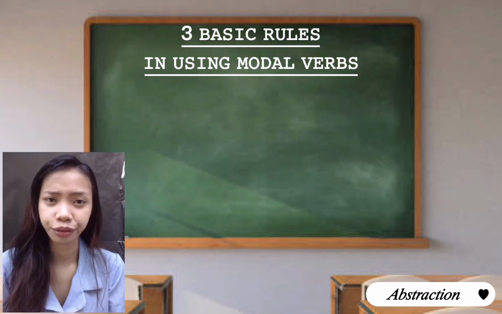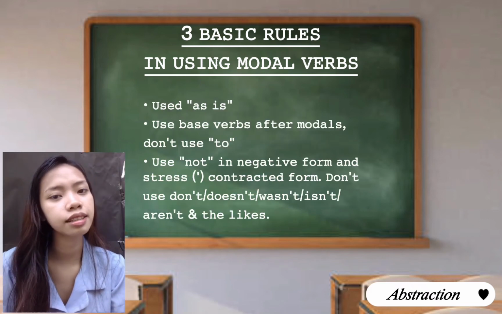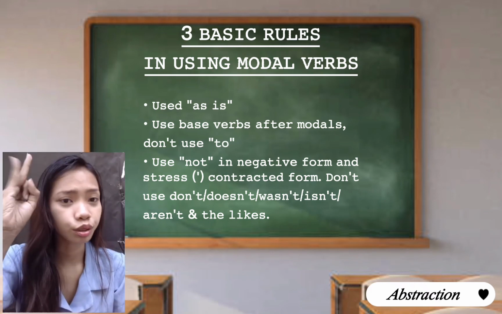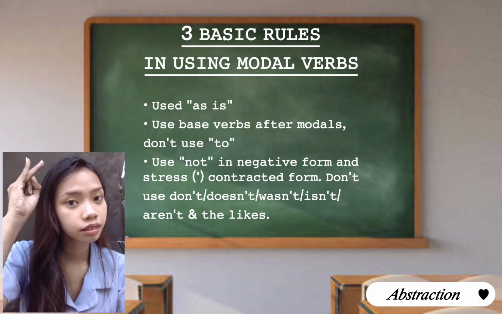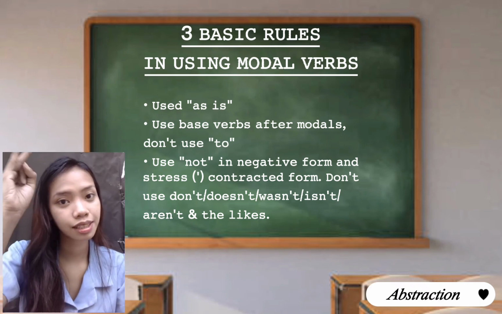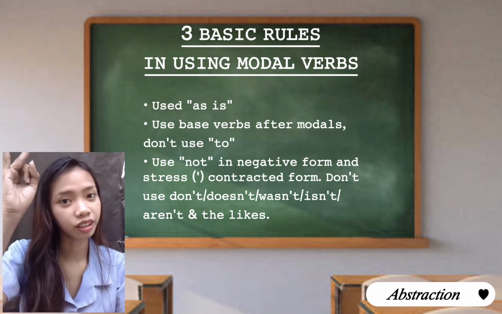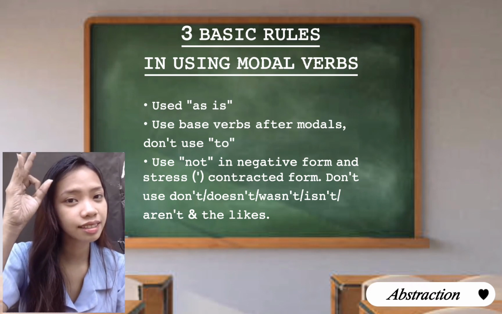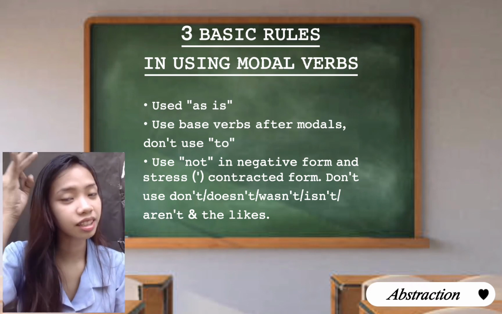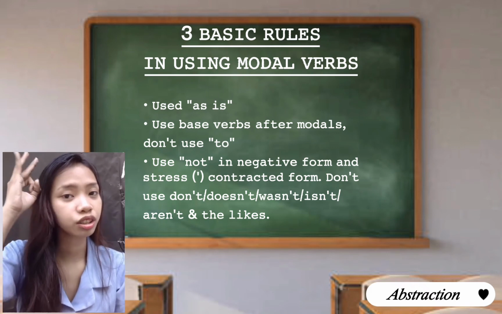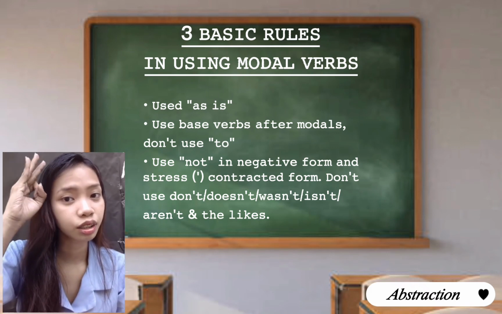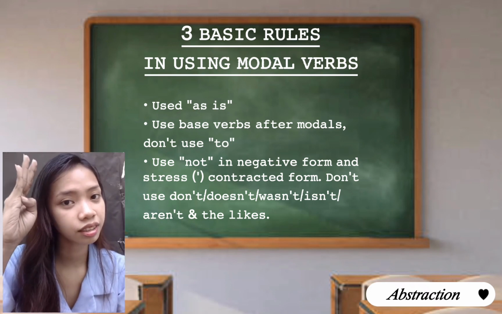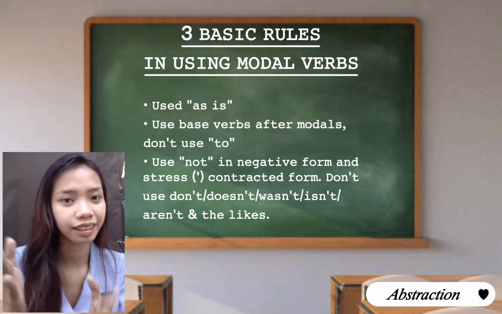Now, what were the three rules in using modal auxiliaries? One, it is used as is, very good. Two, use only the base form of the verbs after modals, and do not use to. Yes? And third rule is use not when it's in a negative form or stress in its contracted form, and you don't need to use don't, isn't, wasn't, aren't, and the likes. Very good.